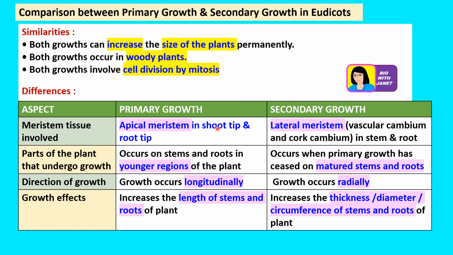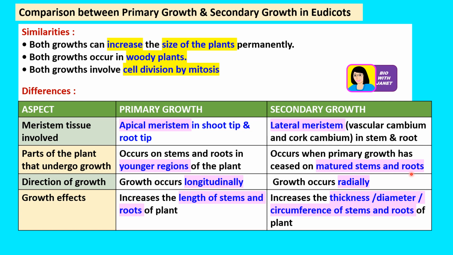So now let's go on to the differences. Primary growth involves the apical meristem at the shoot tips and root tips. But secondary growth is caused by the activity of the lateral meristem, that is the vascular cambium and cork cambium that carry out cell division, right? Now, parts of the plant that undergo this growth. So primary growth occurs on the stems and roots in the younger regions of the plant, okay, when the plant is still young. But secondary growth occurs when the primary growth has ceased, has stopped, on the matured stems and roots. Then these matured stems and roots will undergo secondary growth, okay?